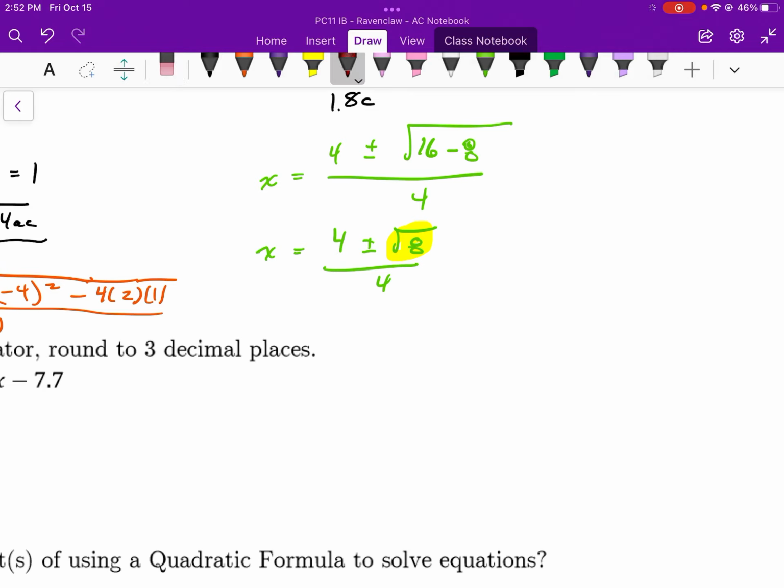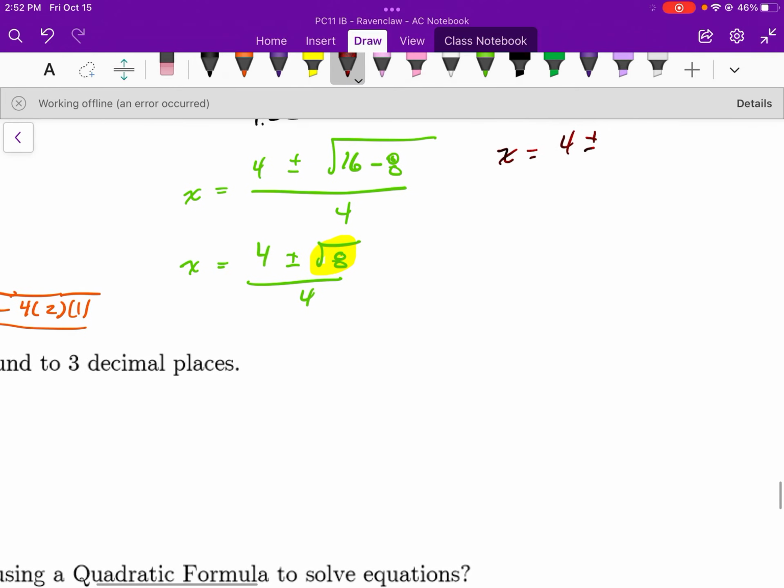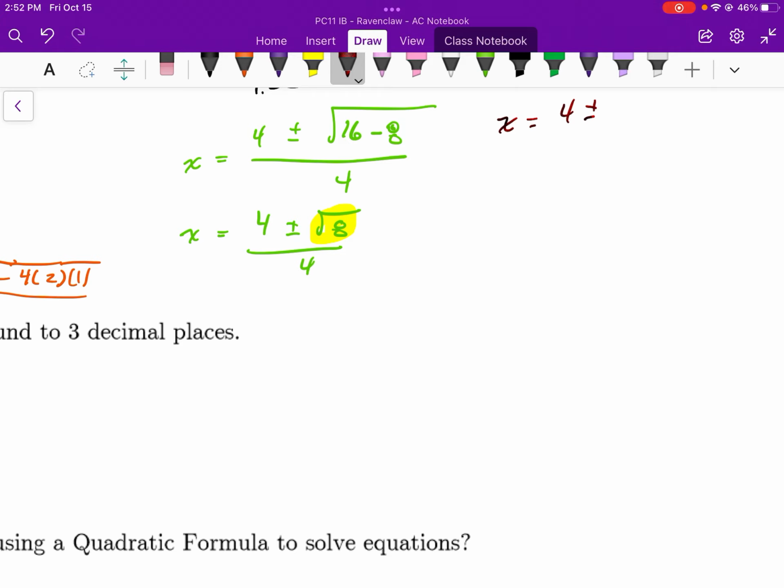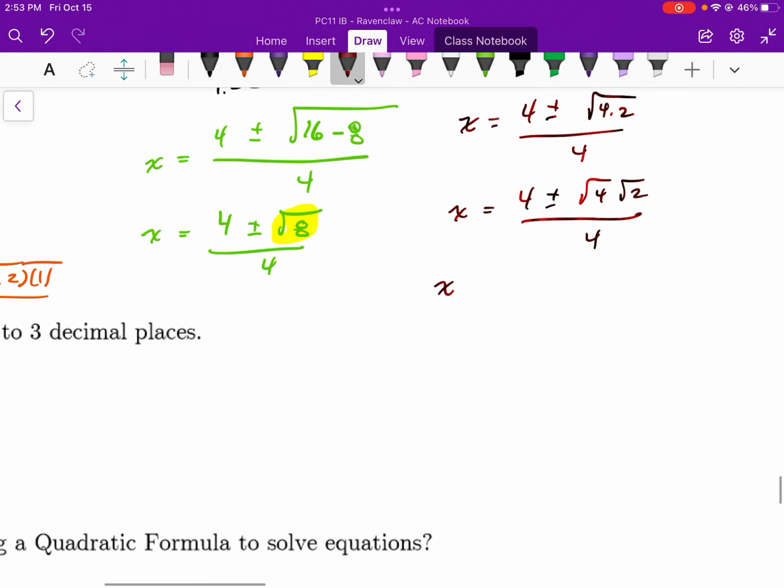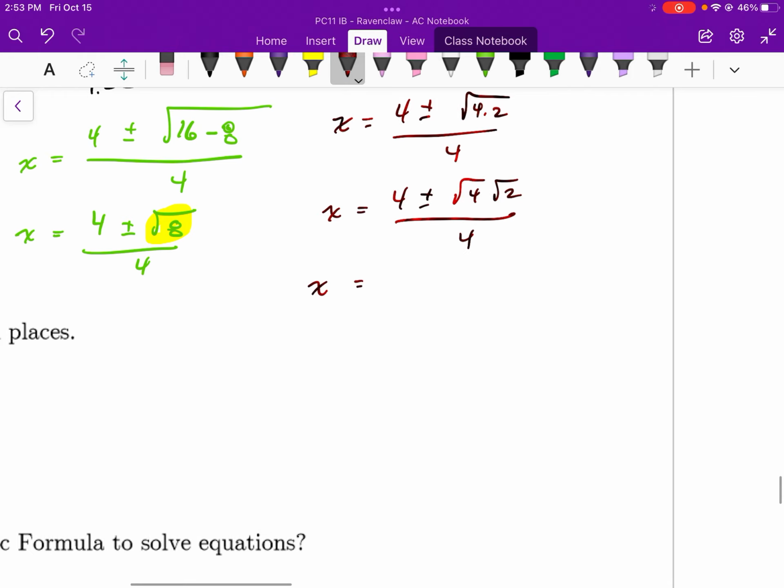So I'm going to choose to write this as x is equal to 4 plus or minus 2 root 2. Oh, sorry. Whoa, that was way too quick, wasn't it? 8 is 4 times 2, all over 4. So x is equal to 4 plus or minus root 4 times root 2 over 4. Now, pardon me if you're quite fluid with this, but it's been a while since we've reduced radicals. So root 8 can be written as 2 root 2 over 4.